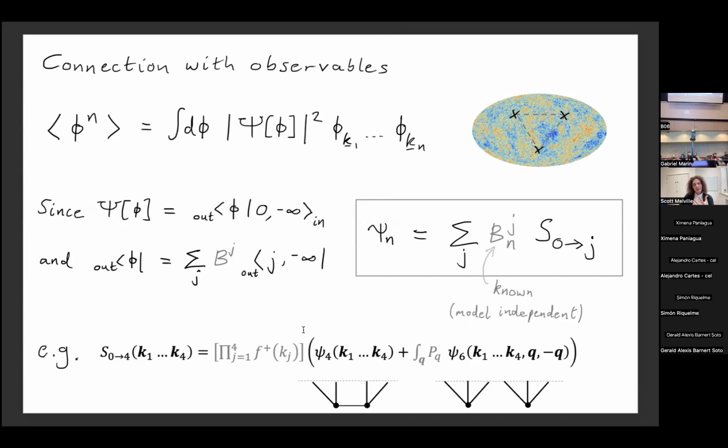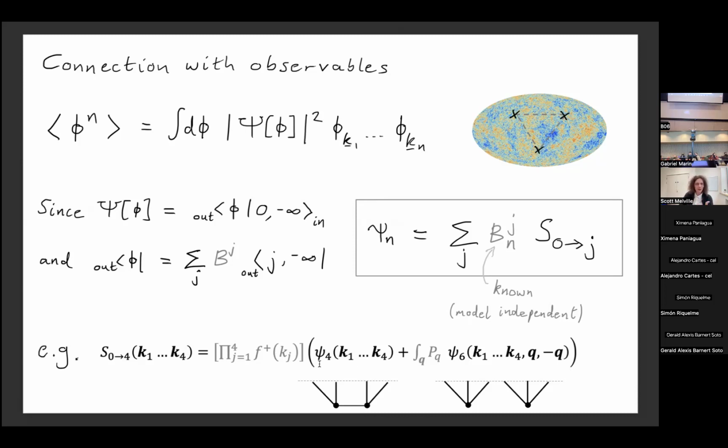Okay, but what happens, and this is something of a miracle, if you look at these relations that construct S matrix elements from wave function coefficients, it turns out these are exactly the right combinations of wave function coefficients which remain invariant when you do something like a field redefinition.